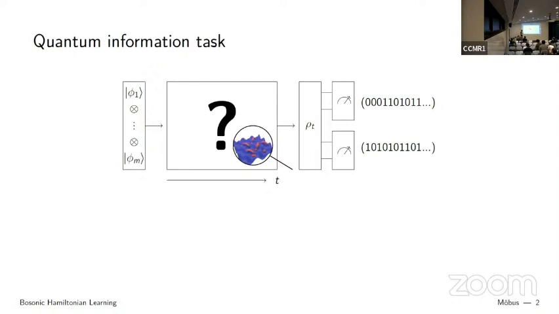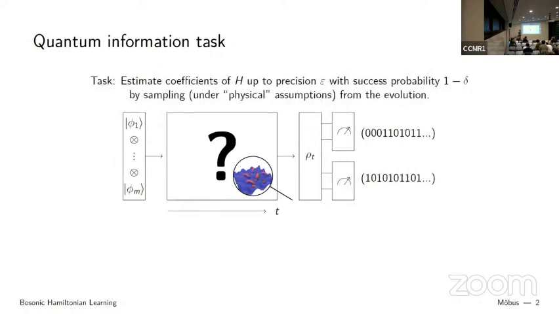And of course, we also need some structure in the Hamiltonian. So we have a many-body system here, with, for example, nearest neighbors. So the task is to learn the defining coefficients in the Hamiltonian up to a precision epsilon and under some probability assumptions. And these assumptions should be somehow physical. So for example, we have access to the input state, the output state, the time it evolves.